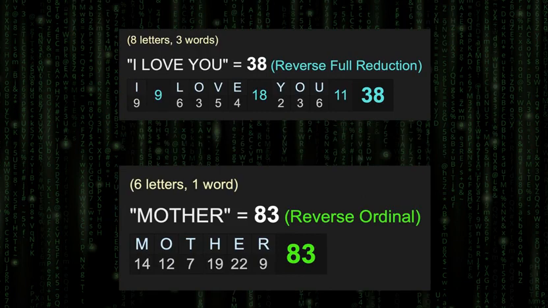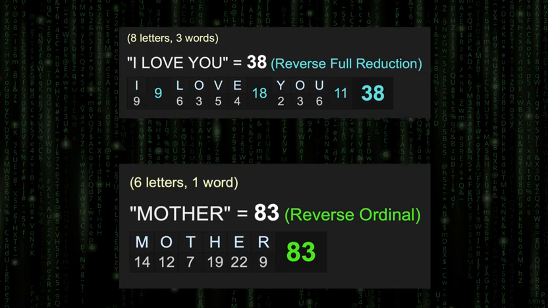The most positive and life-affirming phrase in the English language, I love you, sums to 38. 38 and 83 are codes for murder and death. The opposite of death is life and birth. Well, who gives birth? Who nurtures life and gives birth? The mother. Mother sums to 83. So these are two of the most positive, life-affirming, life-preserving, life-nurturing phrases, I love you and mother, 38 and 83.